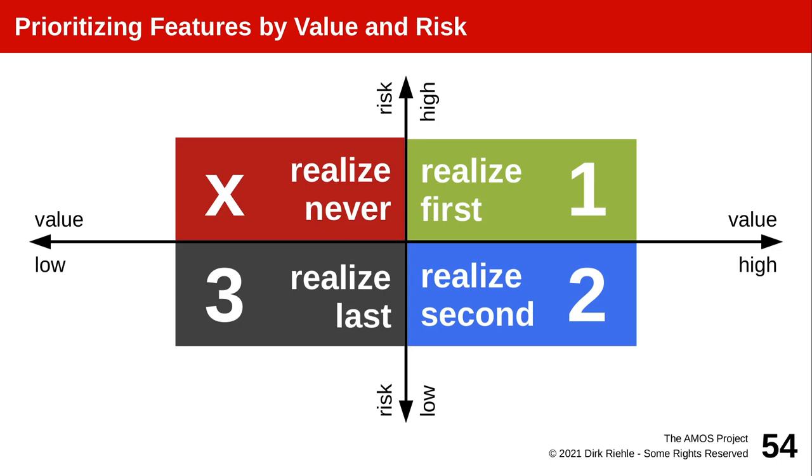Because, well, if it's low value, it's not that important. So choose the low risk ones where you know you'll get results first. And those of low value and high risk, you probably will never do. So high value, high risk first.